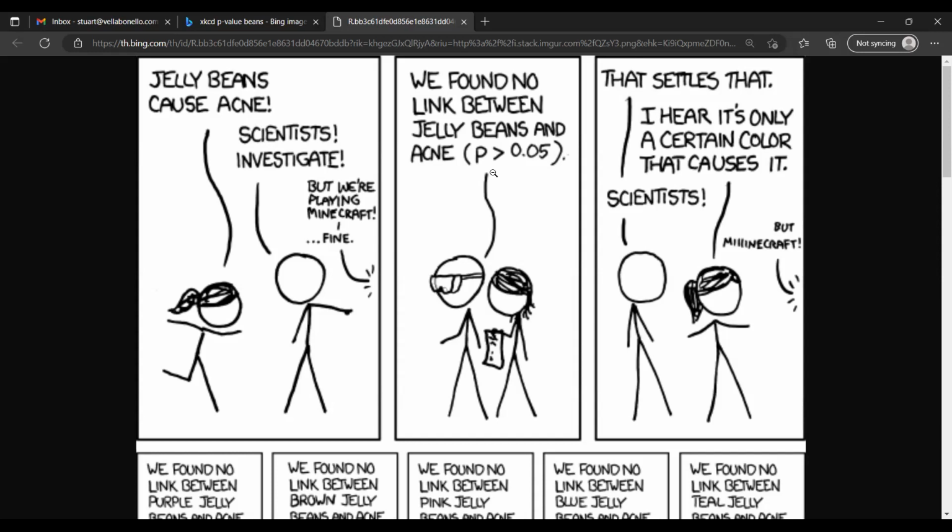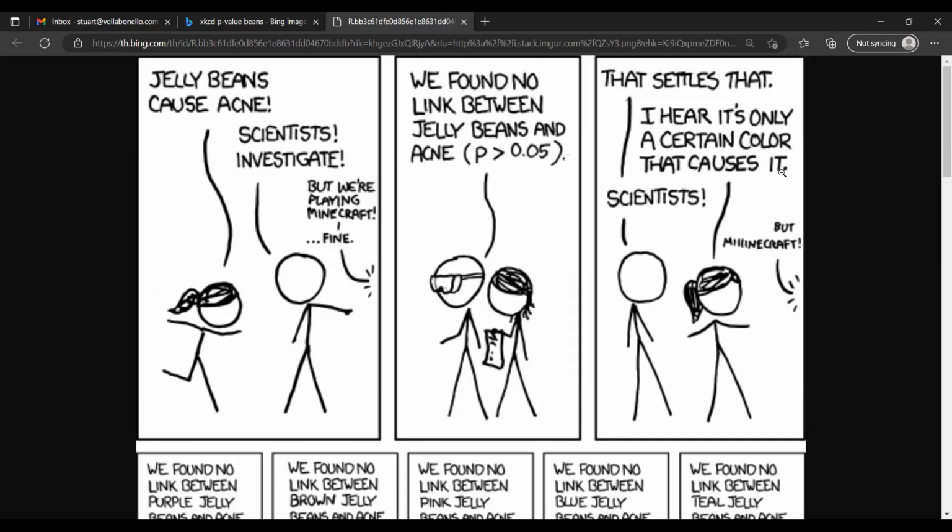So we're not saying if P is low, H naught must go. It's the opposite. P is not low, P is greater than 0.05. So you do not reject H naught. Remember, H naught is innocent before being proven guilty. Now, this is pretty cool. That settles that, but then you're refining the hypothesis. I hear it's only a certain color that causes it.